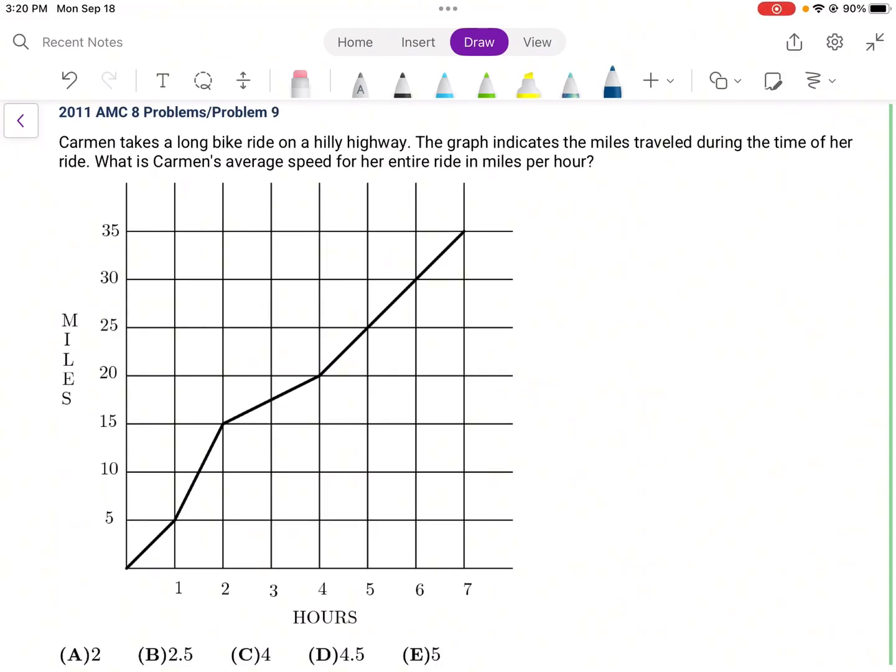Problem 9. From the chart, the entire ride, she took 7 hours and the total mileage is 35. So to calculate the average speed, we use 35 divided by 7. That equals 5 miles per hour. The answer is E.